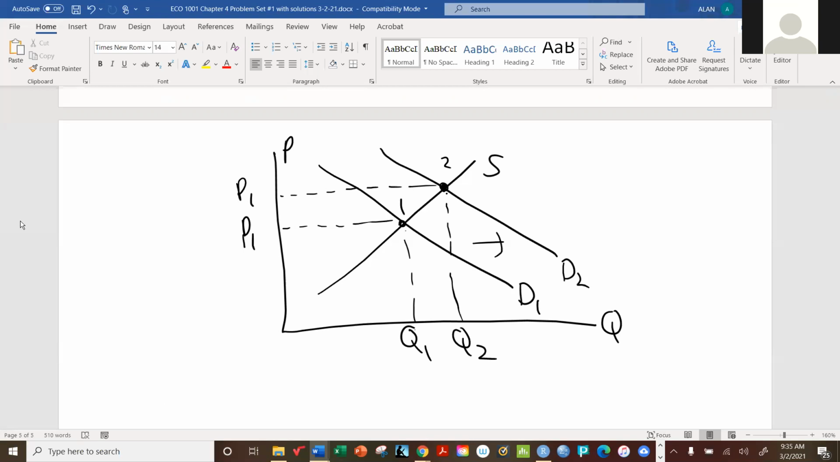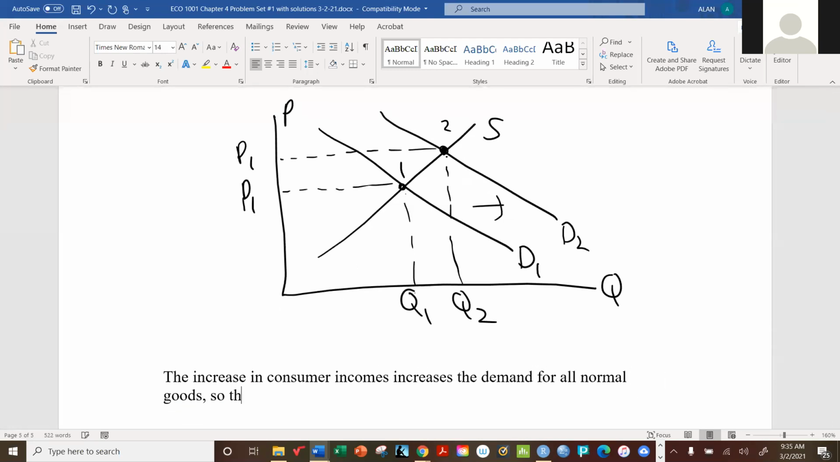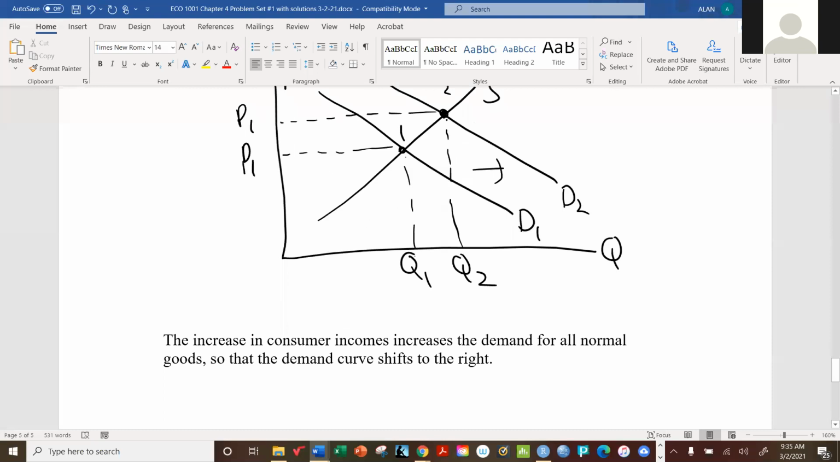Yes, it does. Okay. So the increase in consumer incomes increases the demand for all normal goods, so that the demand curve shifts to the right. And that's what ends up happening. Okay.